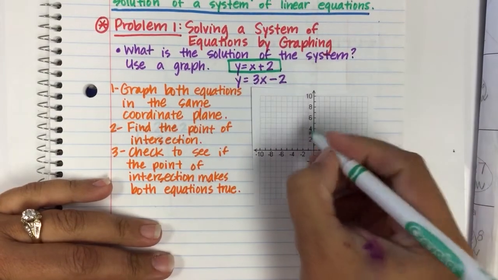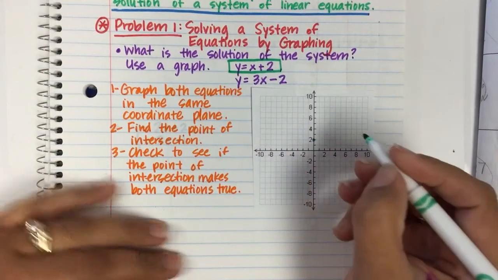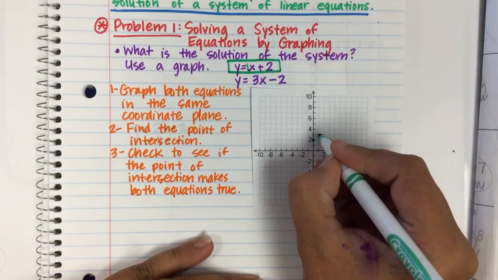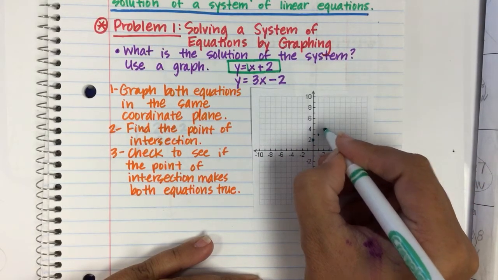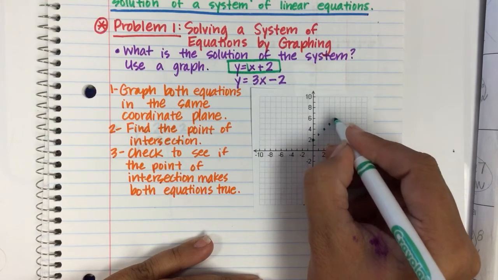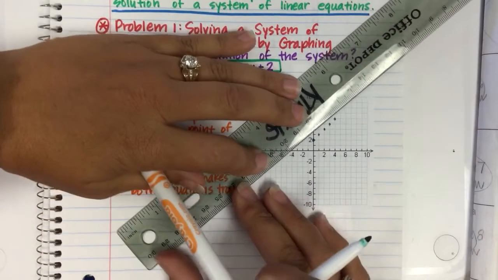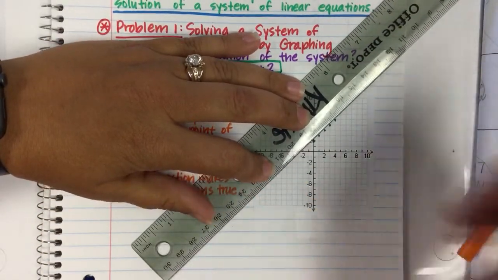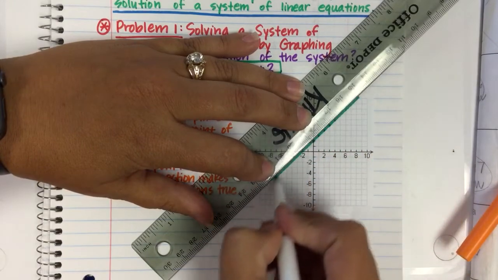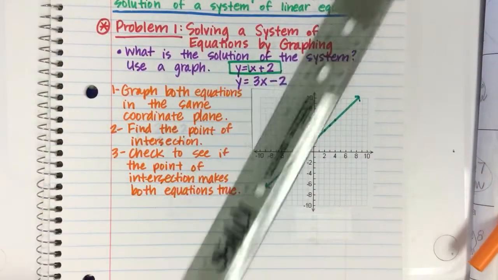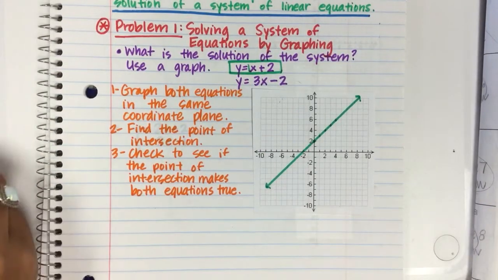So I know that 2 is my y-intercept, so I'm going to put a point at 2. And here I have 1 for my slope, so I'm going to go up 1 over 1, up 1 over 1. All right, so that's the first equation in this system. So I'm going to draw my line to connect those points.